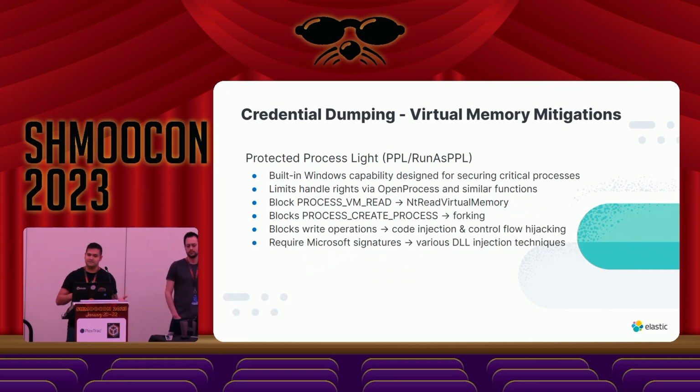So for mitigations to Mimikatz and ProcDump and tools of that nature, Microsoft introduced a way to run LSASS as a protected process light, or PPL. Processes that are secured via PPL are much harder to target with the NtReadVirtualMemory syscall. PPL also does provide mitigations for several other types of attacks you might be familiar with, such as process forking or code injection, but those are out of scope for today's talk.